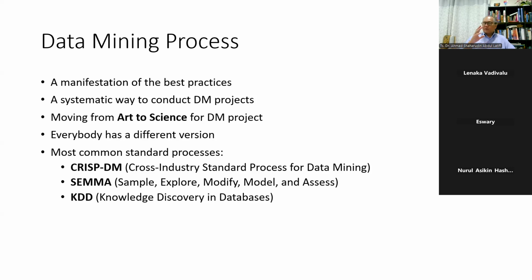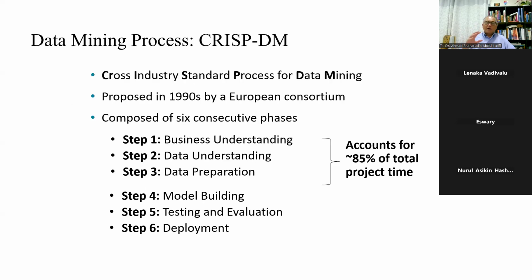So you are moving from art to understanding the patterns and moving to science. It's a systematic way to do it. Okay, start with CRISP-DM, the cross-industry standard process for data mining. It was developed by a European consortium. There are 6 consecutive phases. Phases 1, 2, 3 take 85% of the total project time, and the balance is on model building, testing, evaluation, and deployment.